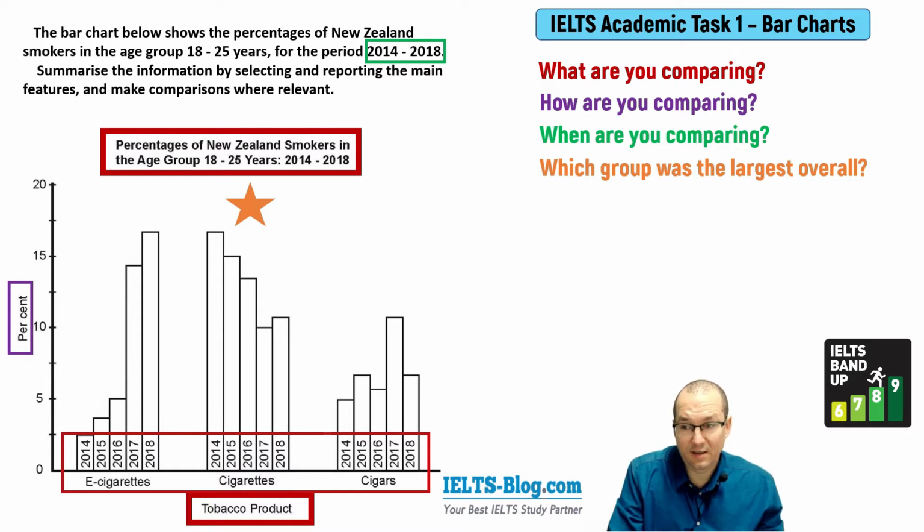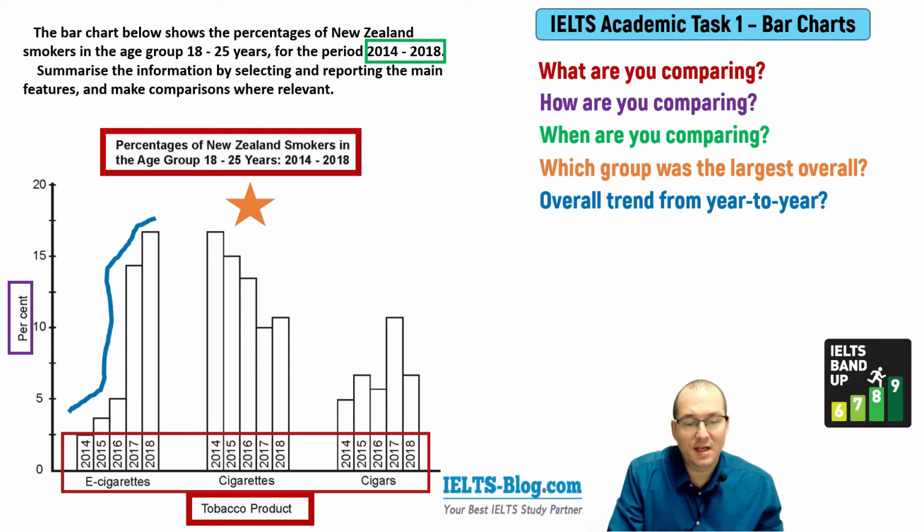Next, you've got overall trend from year to year, and I've drawn a crude line for each. So we can see with e-cigarettes, it has a huge jump, right? And then with regular cigarettes, it declines. And then with cigars, it kind of fluctuates. It has a high year. So again, this will really help you when you're going to write about it later.